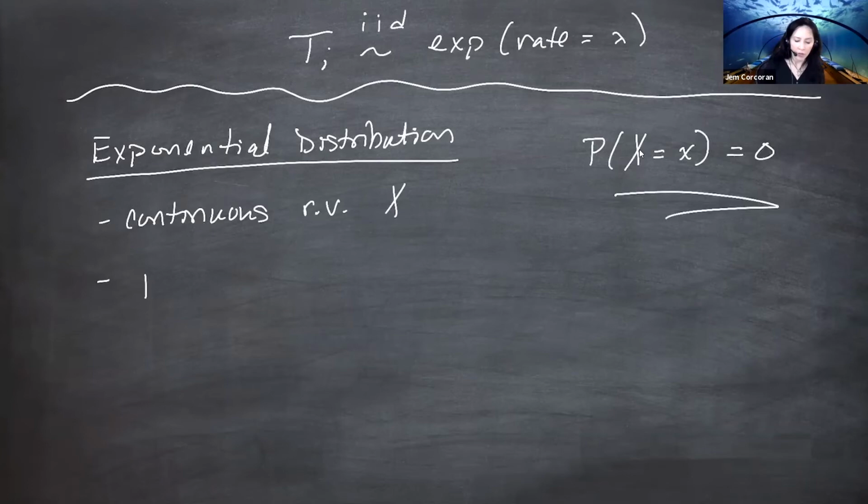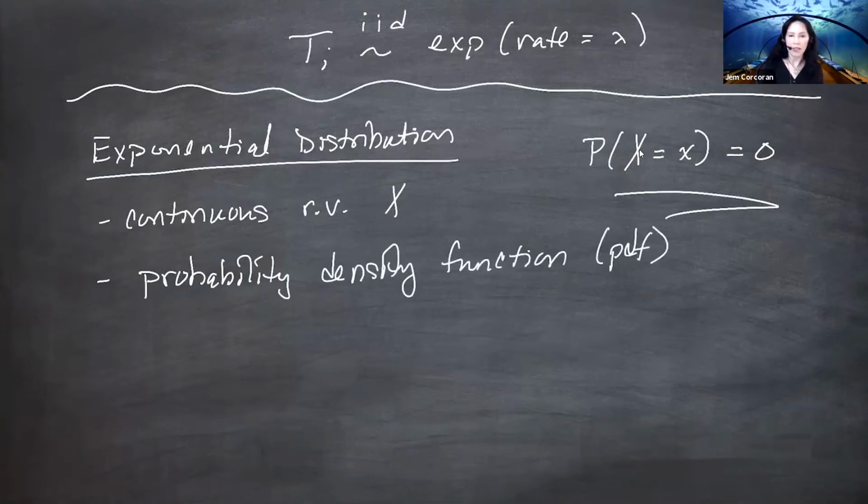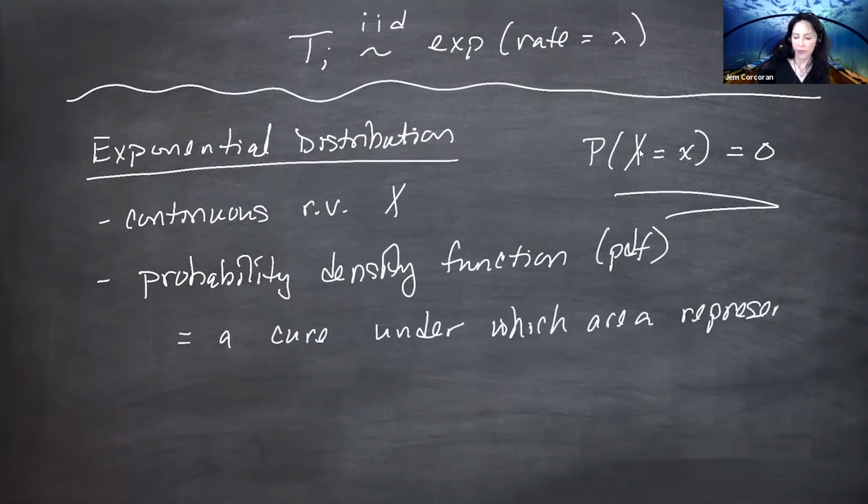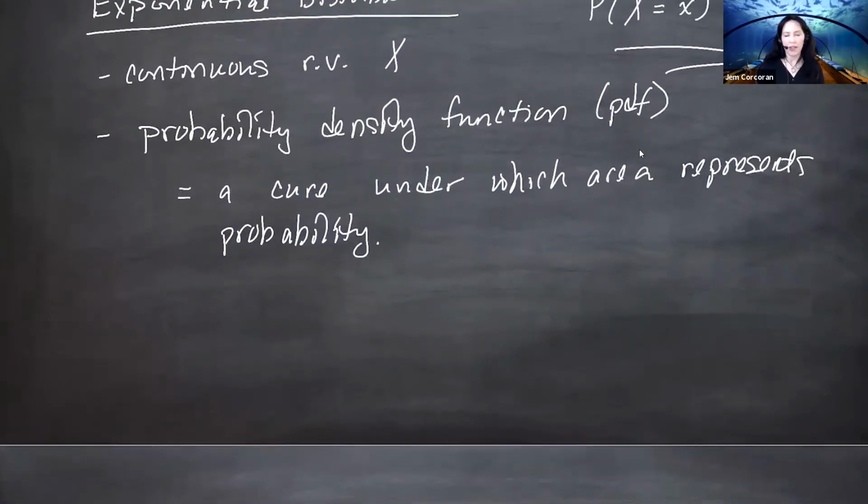So we talk about a probability density function, or PDF. And this is going to be a curve under which area represents probability. I could draw a generic one now and talk about probabilities, but I won't. I'm just going to go back to the exponential distribution. I'm still under my subtitle of exponential distribution, although I just wrote two things that were pretty generic.